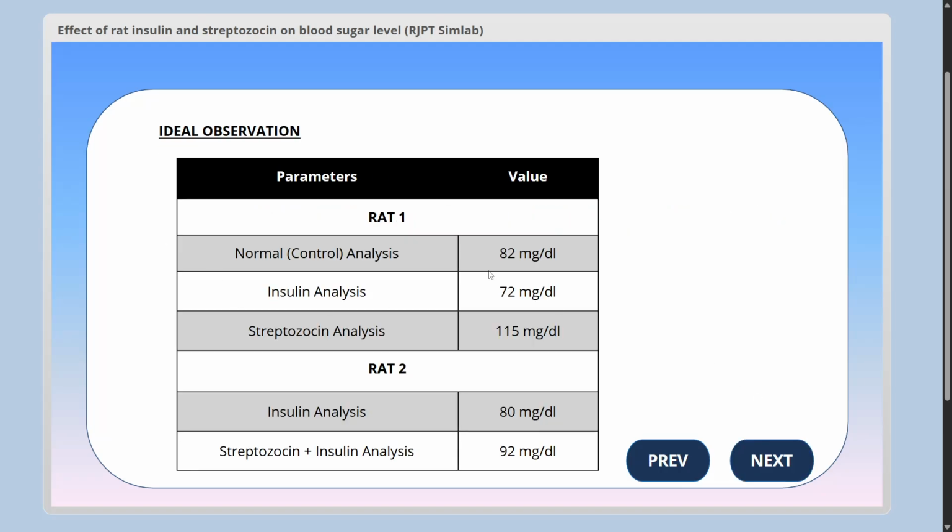As we can see, this is the ideal observation table that is drawn for this experiment. It shows the parameters and the values. At first, we have the normal control analysis of the blood glucose level, then after the insulin administration, and again after the streptozotocin administration. And then for the second rat, again the insulin analysis, and then after the streptozotocin and insulin combined analysis.